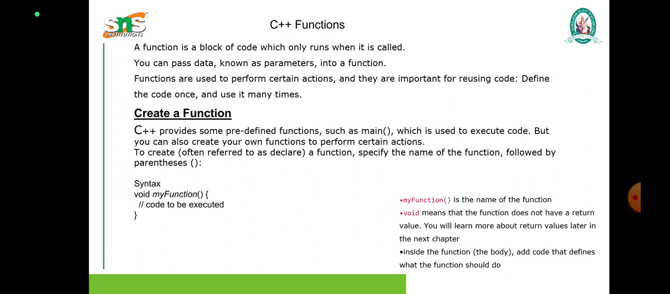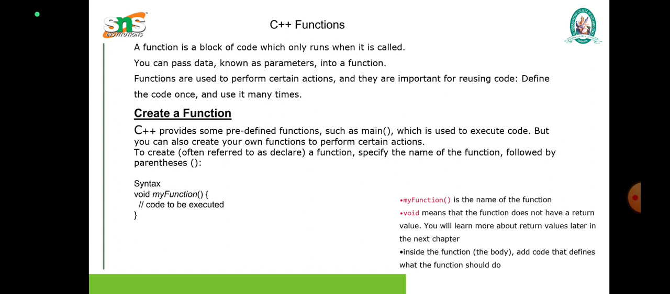Functions are used to perform certain actions. The function will do only the particular specific action that we have given as code, and they are important for reusing the code. Once we declare a function, it can be used many times. We can call it many times wherever it is needed. So it is called reusing. We define the code once and use it many times. So a function is a particular block of code which is used to execute wherever it is needed. We can call it any number of times.